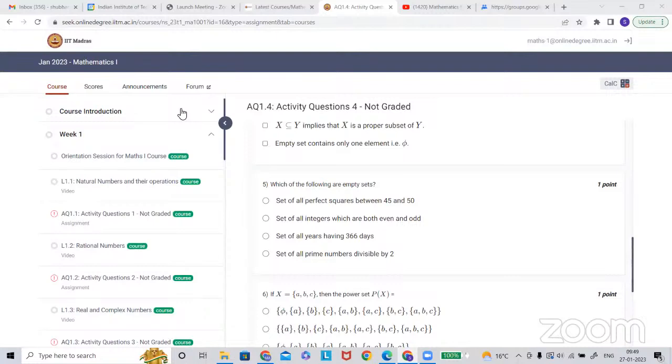Sir, one more doubt. Is it compulsory to join any session? No, it is not compulsory. It's up to you. If you have a doubt, you can join. When is the next session, sir? It is given on the calendar. It is already in your calendar. Okay, thank you, sir.